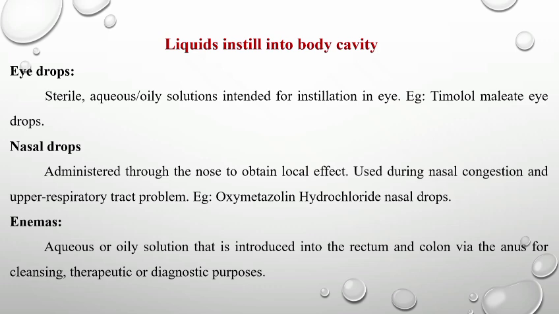Next is nasal drops. Nasal drops are administered through the nose to obtain a local effect. Here, they are used to treat nasal congestion and upper respiratory tract problems. For example, oxymetazoline hydrochloride nasal drops.